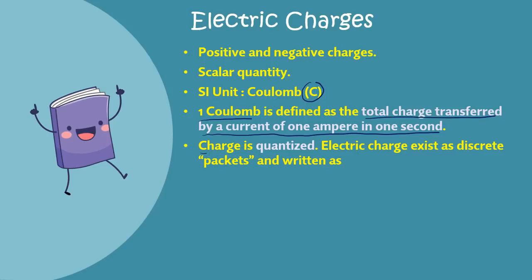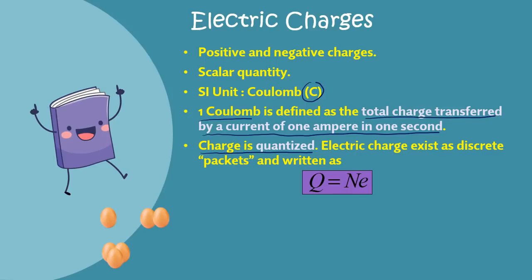Charge is quantized. What do I mean by quantized? Charge on any body is found to be an integral multiple of the charge on an electron and never found as a fraction of the charge on an electron. Let me give you one example. If you want to buy eggs from the shop, we can buy 1 egg, 2 eggs, 3 eggs, and so on. But we cannot buy 1.5 eggs, 2.5 eggs, and so on.